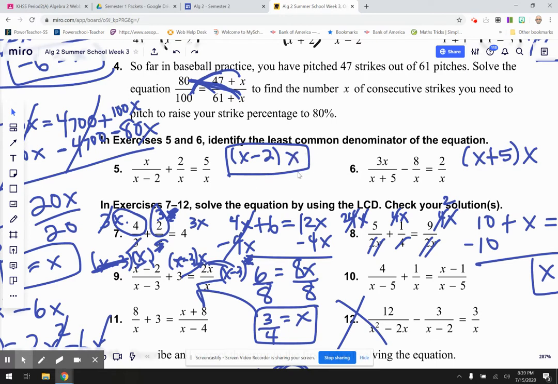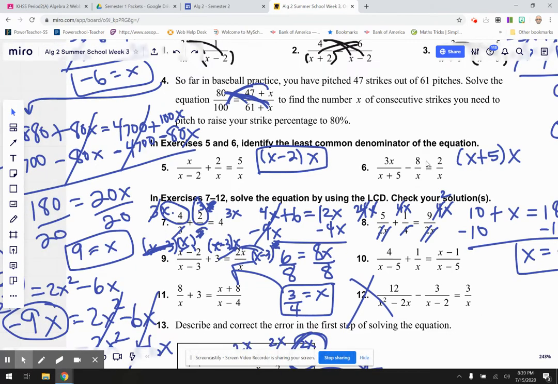That would be my lowest common denominator. I don't want to put another x over there because that's too many x's, so this would be the least common denominator. This one you want to multiply by x plus 5 to get rid of the first denominator. Second denominator, you need to multiply by x. The third one is another x, so you just leave it. You're done right there. Those are your least common denominators.